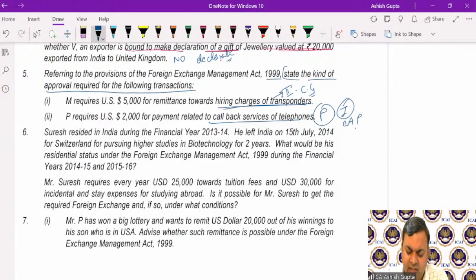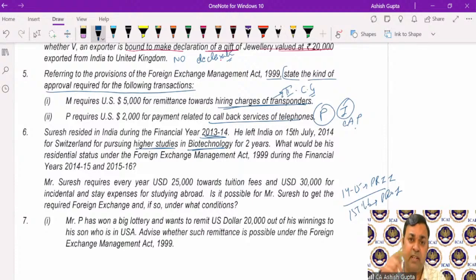Suresh resided in India during the financial year 13-14. He resided in India for the full financial year 13-14. So he will be a person resident in India for the financial year 14-15, right? Previous year 13-14, more than 182 days. He left on 15th July 2014 for Switzerland for pursuing higher studies in biotechnology for 2 years. What would be the status? For 14-15, he will be a person resident in India, and for 15-16, person resident outside India. The simple logic is because for the 15-16 financial year, for 14-15, he is not in India.